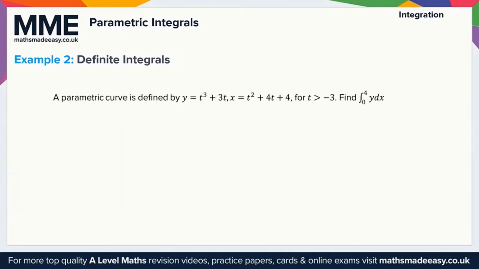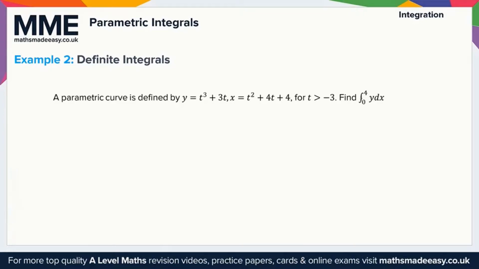Example 2 here on parametric integrals is taking a look at definite integrals. So in this example here, we're given our parametric curve, which is defined by the following equations, for t being greater than minus 3, and we're asked to find the following integral. Now the first thing we need to do here is start by converting the limits. So let's take a look at x here. So x is equal to t squared plus 4t plus 4.